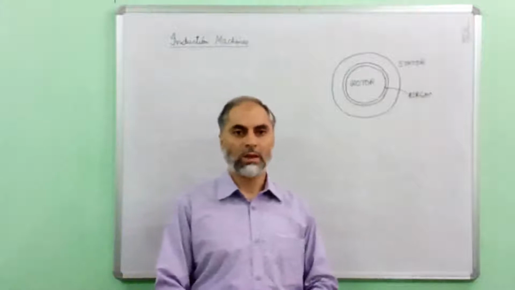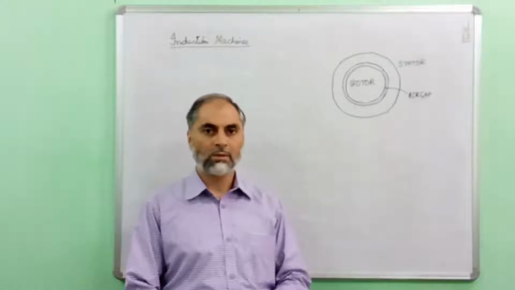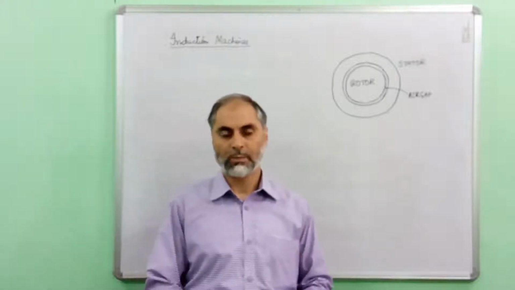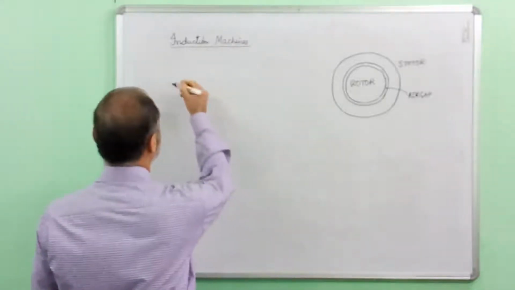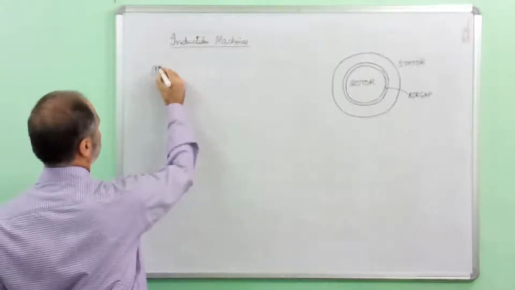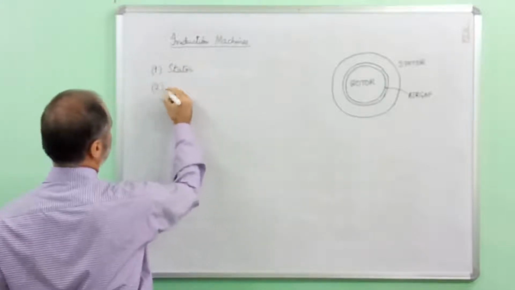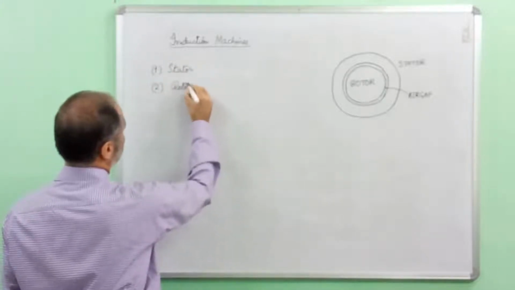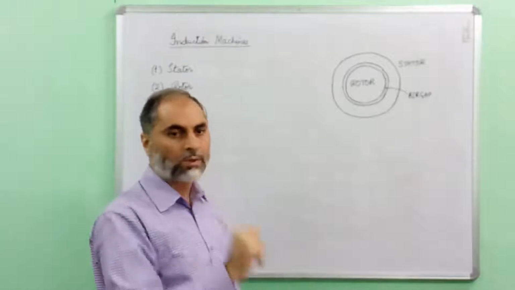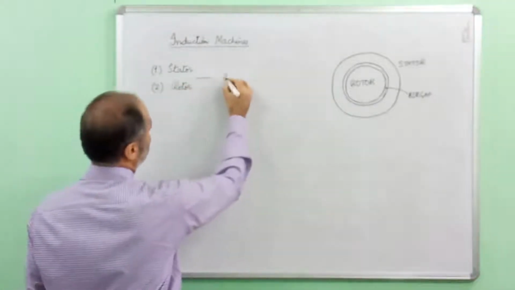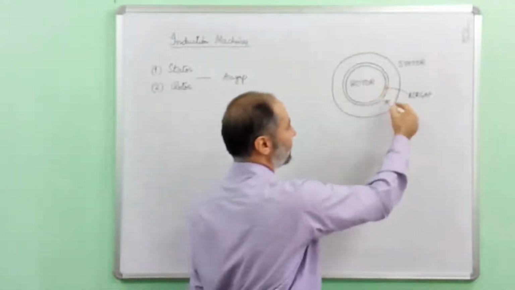Dear students, welcome back. In this lecture, we'll discuss the basic operating principle and construction of an induction machine. An induction machine consists of two main parts, the stator and the rotor, and the two are separated by a small distance or gap known as the air gap to allow the free motion of the rotor.